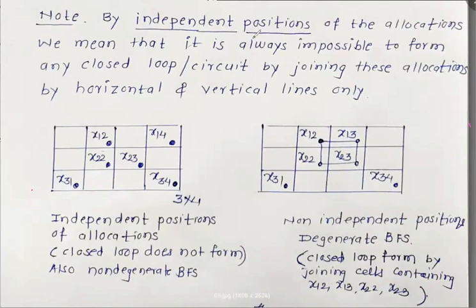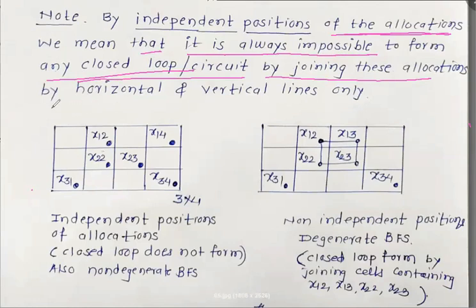By independent position of positive allocations, we mean that it is always impossible to form a closed loop or a circuit by joining these allocations by horizontal and vertical lines. It is not possible to form a closed loop by joining these allocations using horizontal and vertical lines only. Consider this transportation problem.